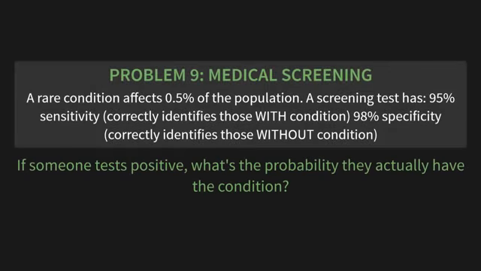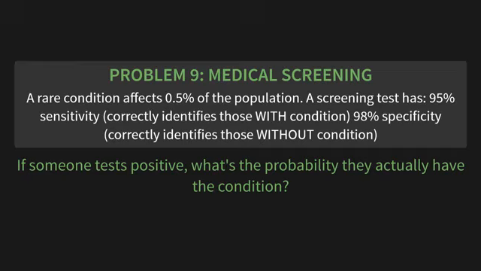Okay, this one's really important. It could literally save you from unnecessary worry someday. We're talking about medical testing and why a positive test result might not mean what you think it means. Here's our scenario. There's a rare condition that affects just 0.5% of the population. That's only 5 people out of every 1,000. We have a screening test that's pretty good, 95% sensitivity, meaning it correctly identifies 95% of people who have the condition, and 98% specificity, meaning it correctly identifies 98% of people who don't have it.